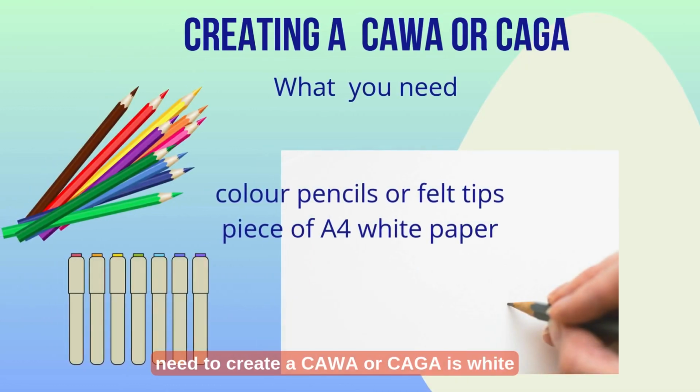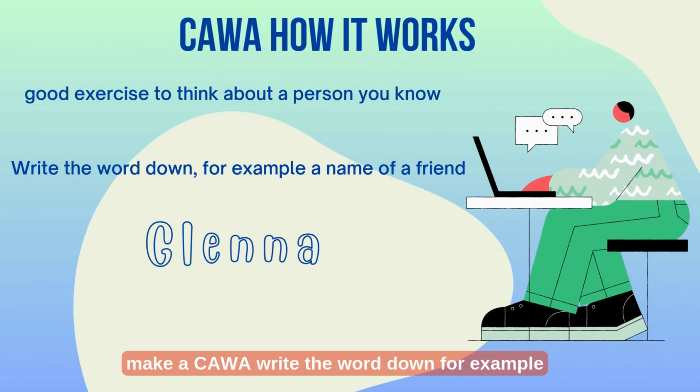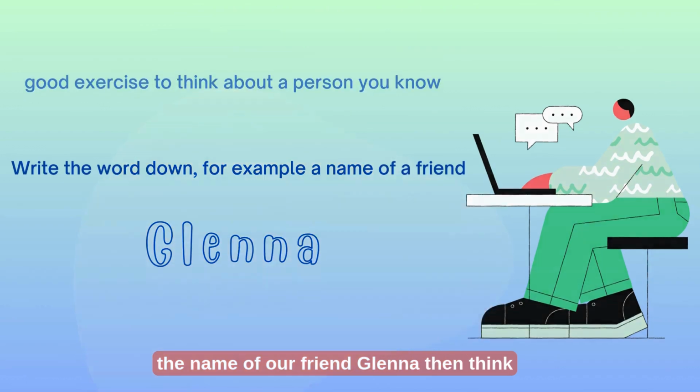What you need to create a CAWA or GAGA is white A4 paper and coloured pencils or felt tip pens. It is best if you have felt tip pens on which you can write on both sides. How to make a CAWA? Write the word down, for example, a name of a friend. We take as an example the name of our friend Glenna.